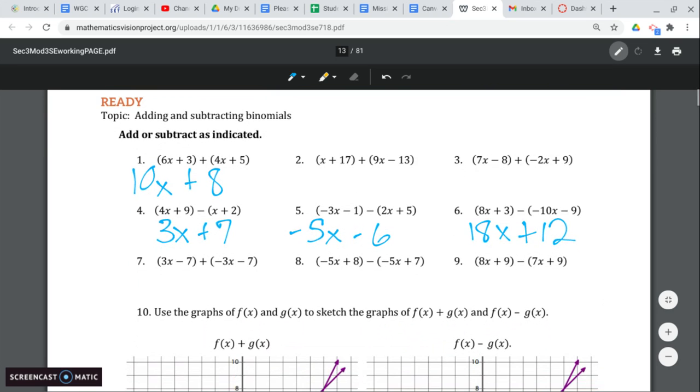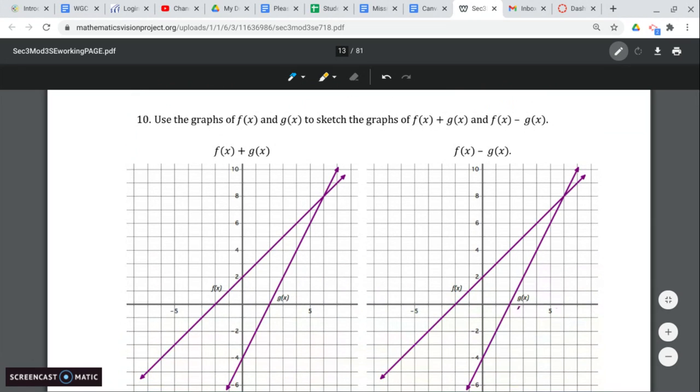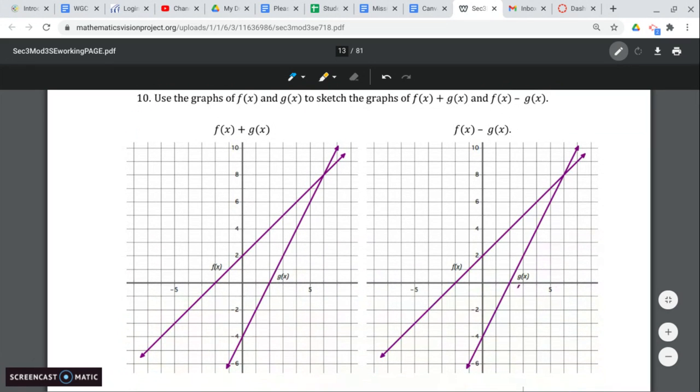Okay. All right. Use the graphs of f of x and g of x to sketch the graphs of f of x plus g of x and f of x minus g of x. So how we do these is we look for points that they share. So like we have here and here. So the same x value, different y values. We're going to add those two values together. So negative 6 plus 1 is going to give us negative 5.